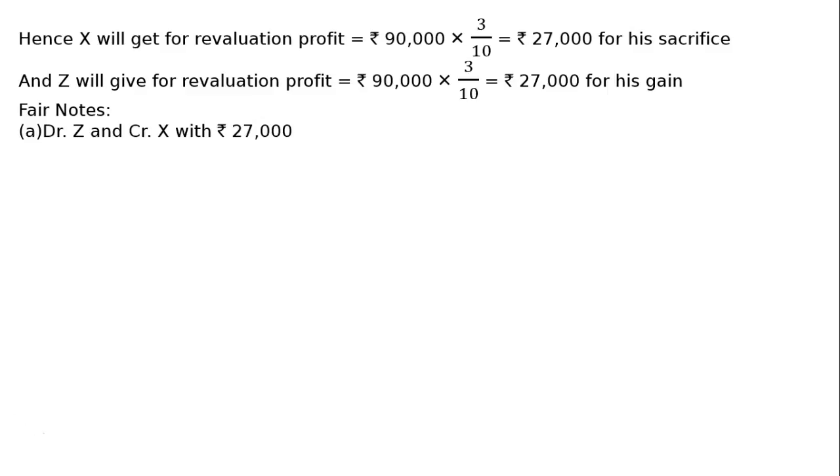Debit Z and credit X with rupees 27,000. It is gaining to sacrificing. Next one is third part.